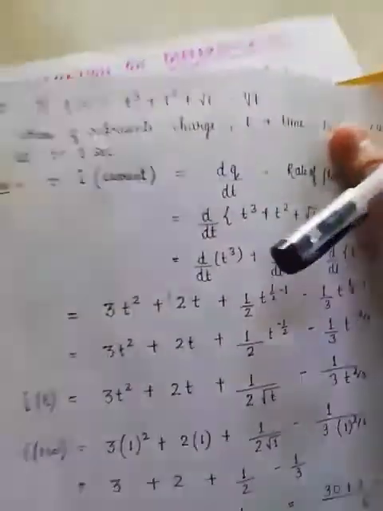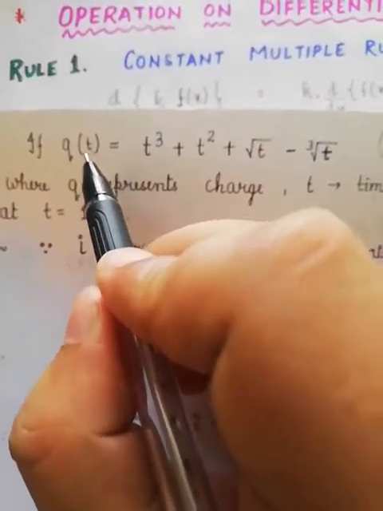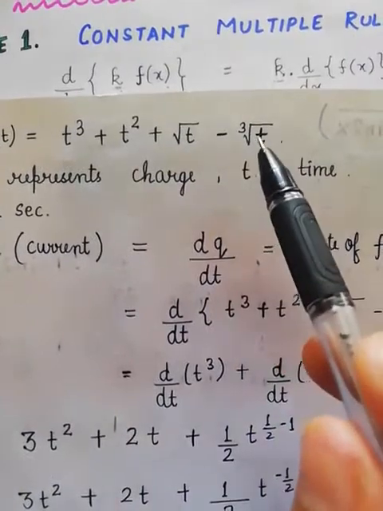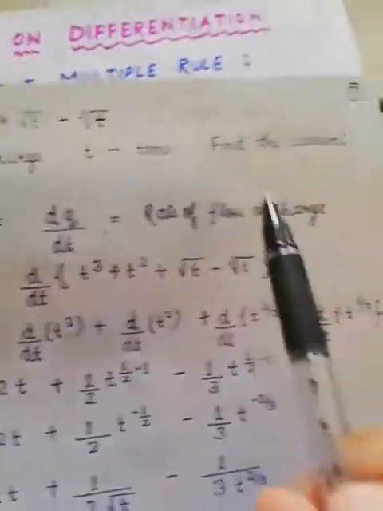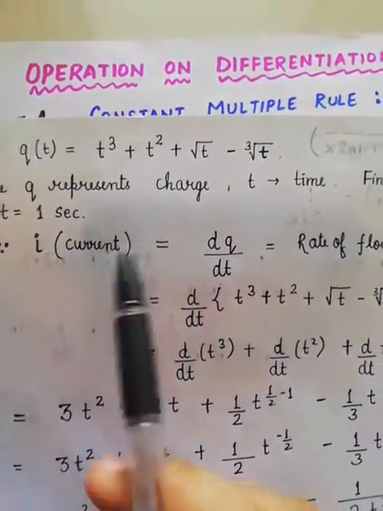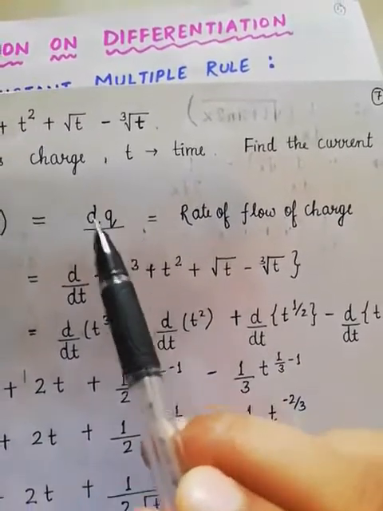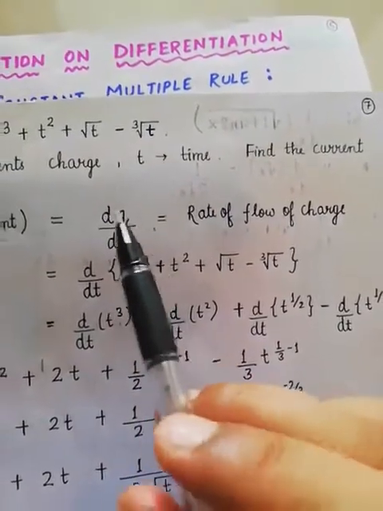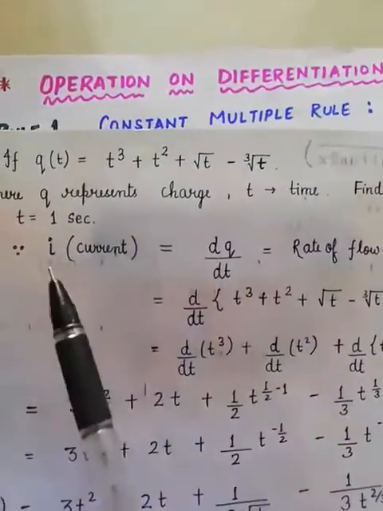Okay, suppose we have a particular variable, let's say this is q, which is a charge, which is also a function of t and represented as t cube plus t square plus root t minus cube root of t. And if I ask you, find the current at t equals 1 second. So how do you define current? Current is what? The rate of flow of charges. So rate of flow of charge is the change in charge with change in time. That means how much charge changes from one point to another with change in time. That is of course the value of current.